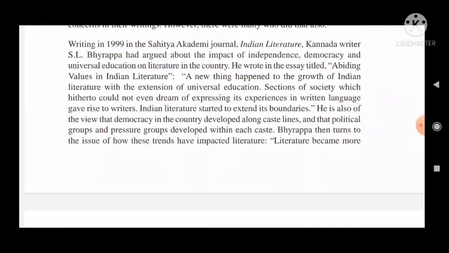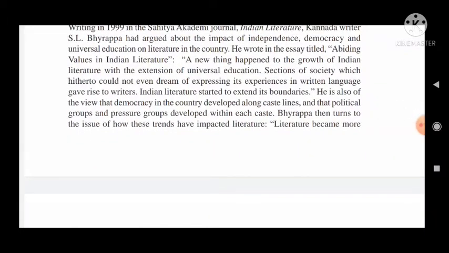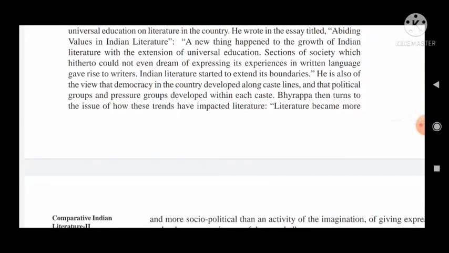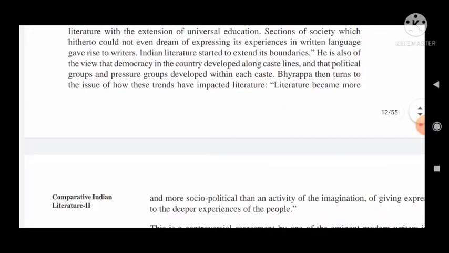He wrote in the essay titled Abiding Values in Indian Literature, a new thing happened in the growth of Indian literature with the extension of universal education. Sections of society which hitherto could not even dream of expressing their experiences in written language gave rise to writers. So, Indian literature started to extend its boundaries.